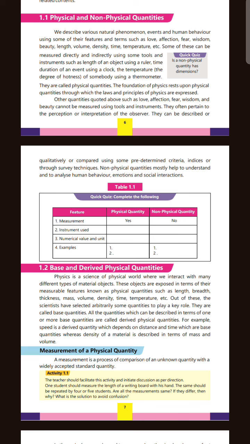Derived quantities are those which we derive from base quantities. For example, speed is a derived quantity. Speed depends on distance and time, which are base quantities. Whereas density of a material is described in terms of mass and volume.